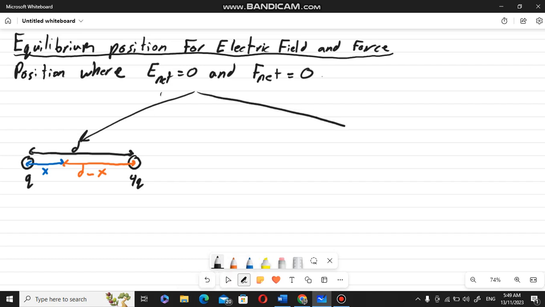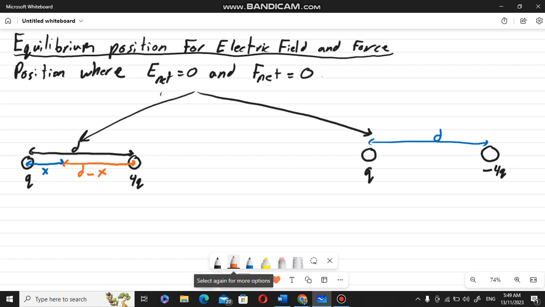The other case is if we have two charges of opposite signs. So let's call this Q and this minus 4Q, and they're separated by a distance of D. The equilibrium position over here will be outside and closer to the smaller magnitude. So as you see, the smaller magnitude is Q and not the minus 4Q, since we look at the magnitude only, which means absolute value. So it will be outside and closer to Q.